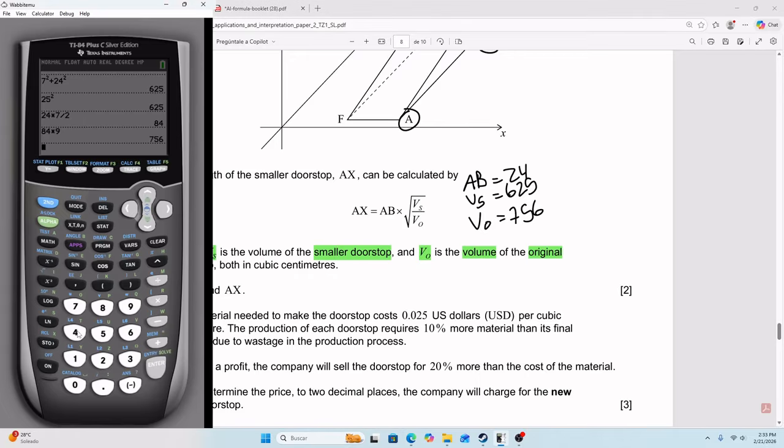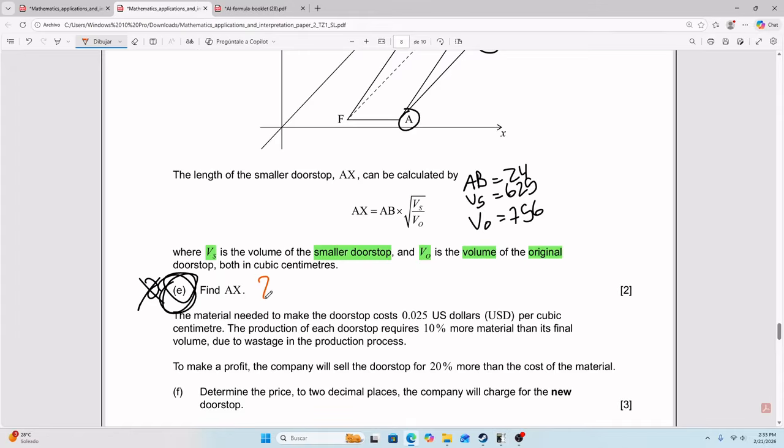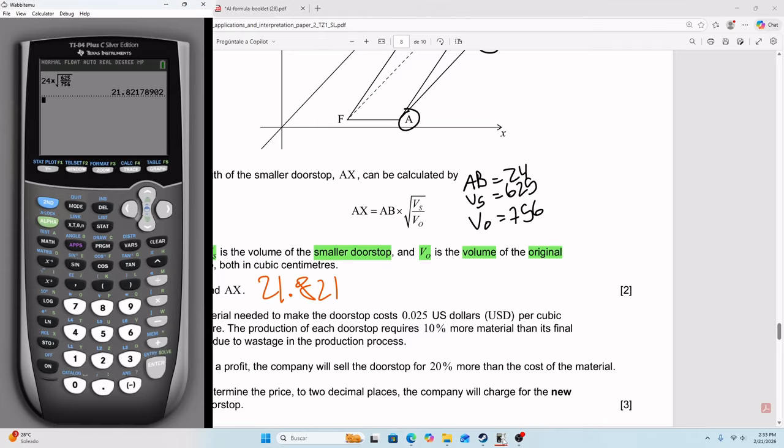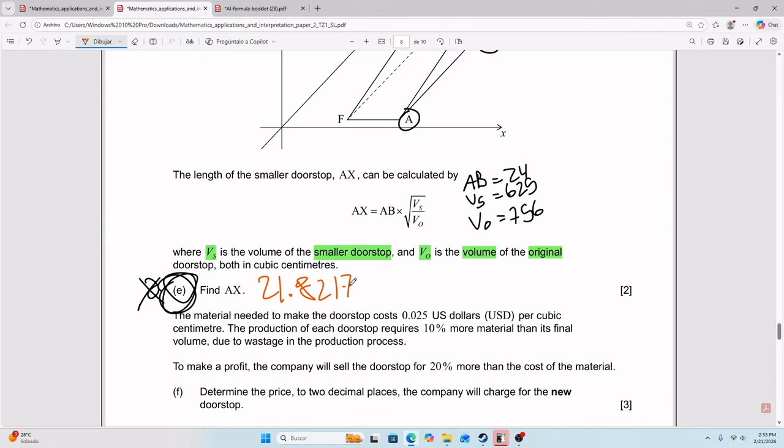If we fill this in, you end up with AX being 24 times the square root of this fraction. And to express a fraction, I'm going to go Alpha Y equals, press on the first one. Here we can put VS, which is 625, and then V0, which is 756. So we press enter, and it gives us 28.821789.